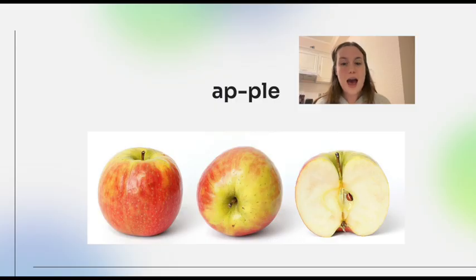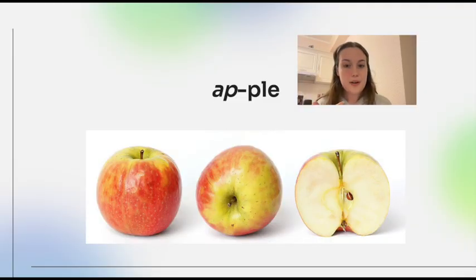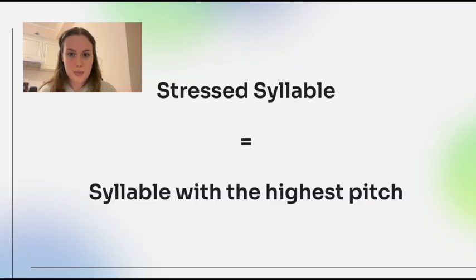Apple, apple. The syllable with a higher pitch is A, right? When I say apple, my voice starts higher and then goes lower. The syllable that is stressed is A. It's higher, okay? The A is stressed out. So, syllable stress: we're looking at which syllable is higher. Which syllable is screaming? Which syllable is stressed out?